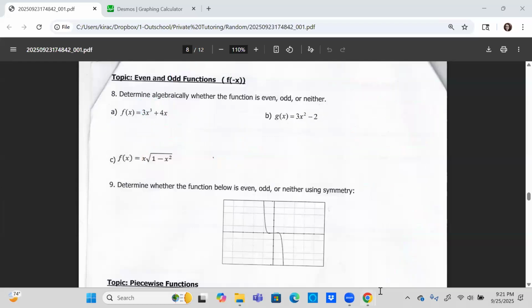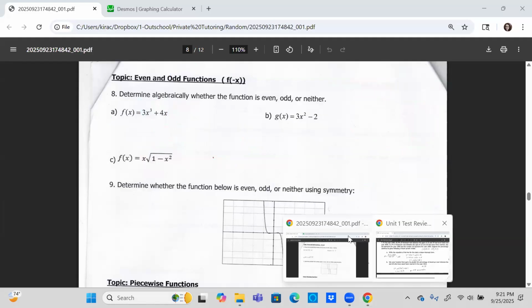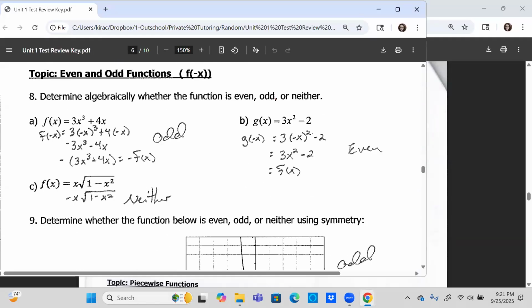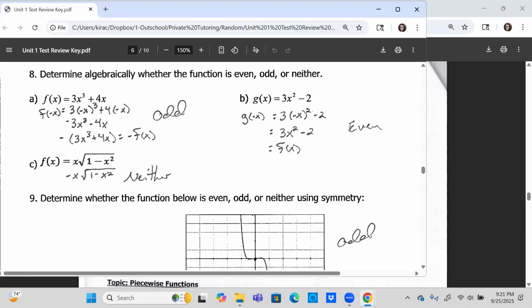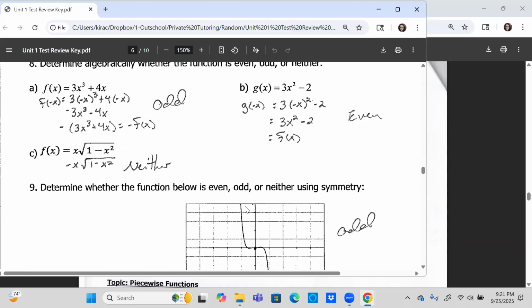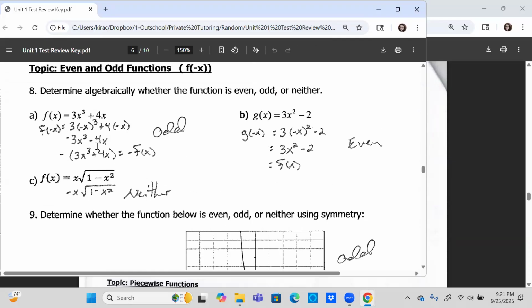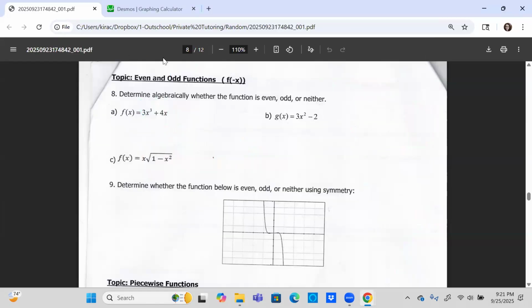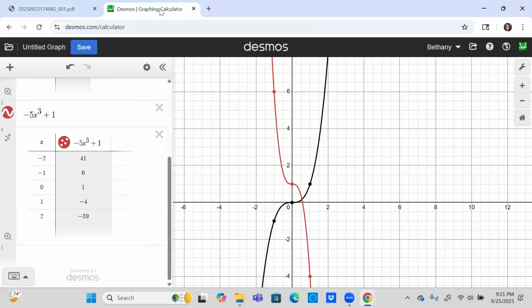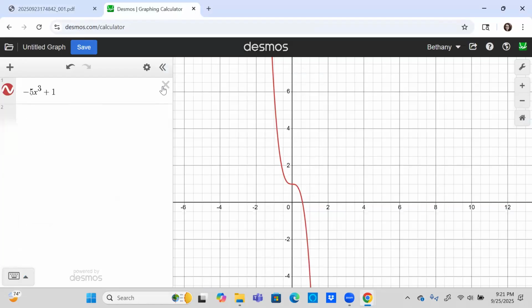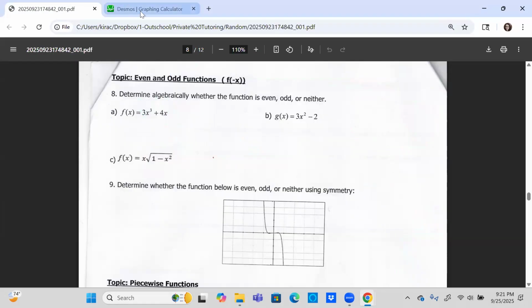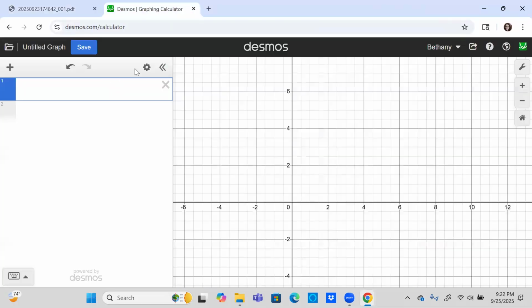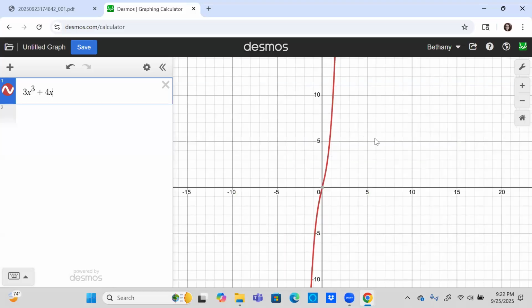So let's look. Let's put this one in Desmos. I agreed with A and B. Here's A, by the way. 3x cubed plus 4x. See how that has origin symmetry? If you flipped it upside down, it would look the same.